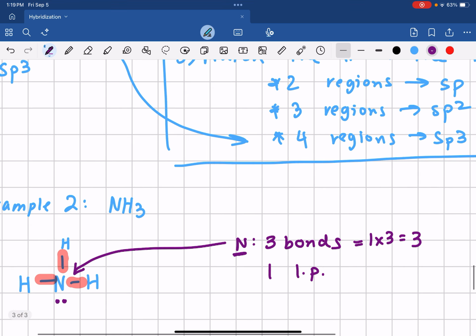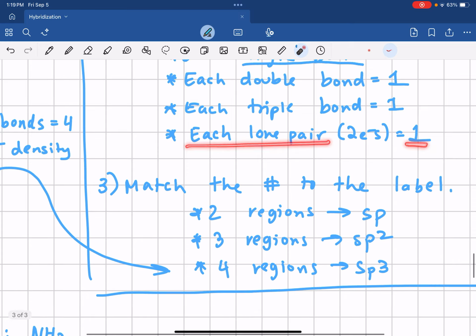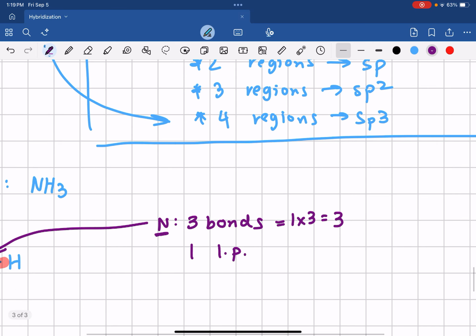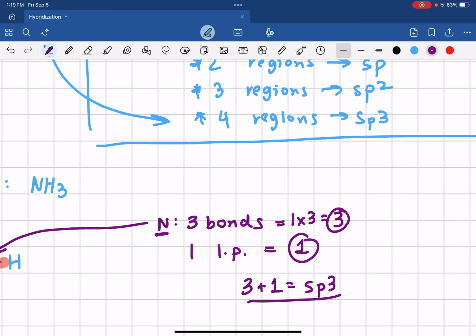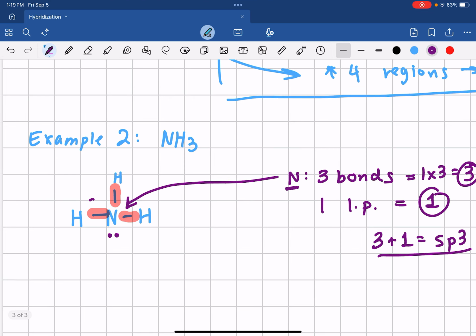Also, my lone pairs here will count. So each lone pair counts as 1. So I have 1 lone pair, and that will count as 1. So in total, I have 3 plus 1, which will give me an sp3 hybridization. We can either use the second technique, which is you simply label the bonds: S, P1, P2, P3. Remember to count the lone pairs as well. And that's another way to do it.